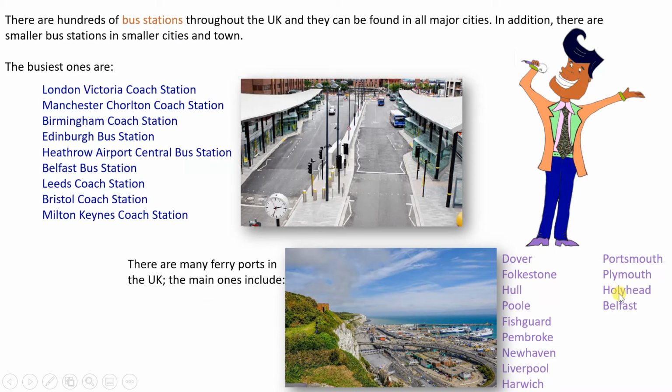There are many ferry ports in the UK, and the main ones include those over there on the right in purple: Dover, Folkestone, Hull, Poole, Fishguard, Pembroke, Newhaven, Liverpool, Harwich, Portsmouth, Plymouth, Holyhead and Belfast. And there you go, you've got an image. That's what a port looks like, to give you an idea of how busy it is. And you can see just how much it is a transport hub, because you've got the road networks, you've got lorry arrivals, and obviously it's a port, you've got the boats, ferries rather.